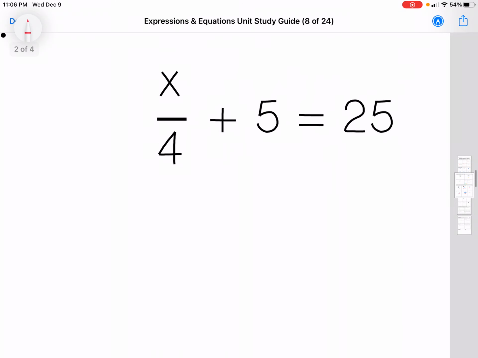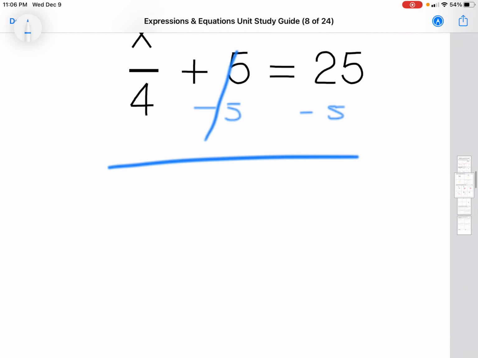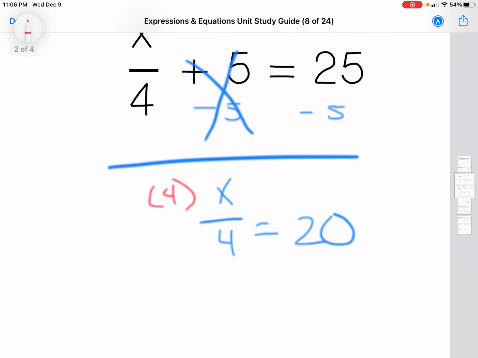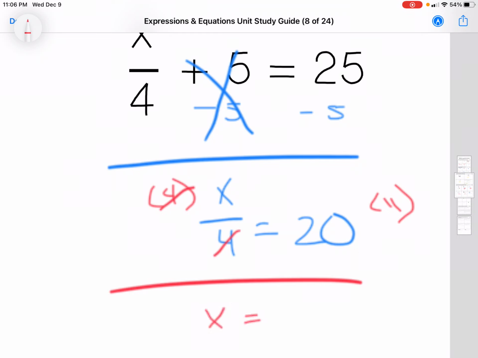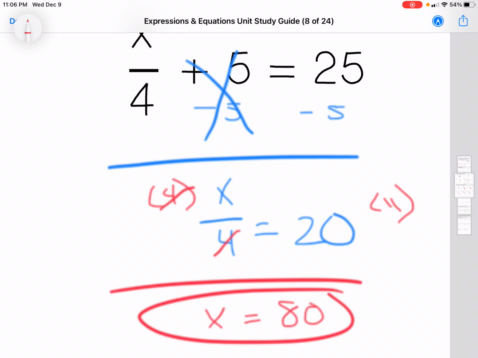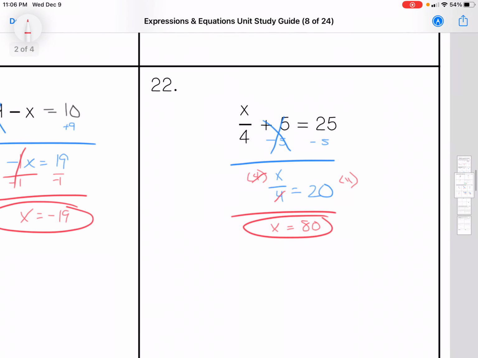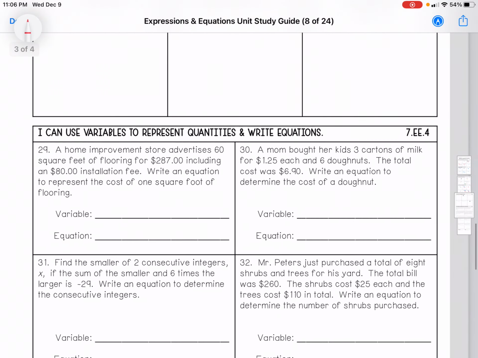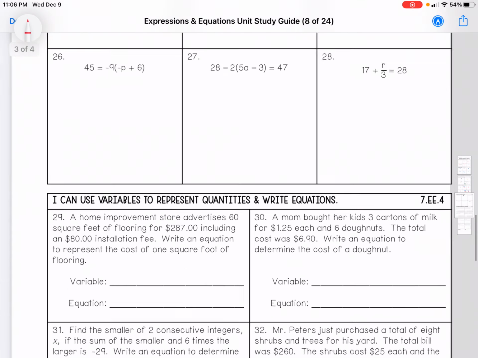Last one of these. Subtract 5. Oops, sorry about that. x over 4 is going to equal 20. x divided by 4, do the opposite, so you're going to multiply. Those go away, and I'm left with x equals 80. All right, moving on. Is this the last page? No, we've got 2 more pages. All right.